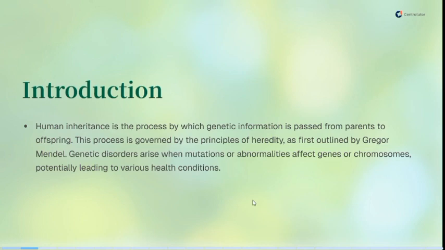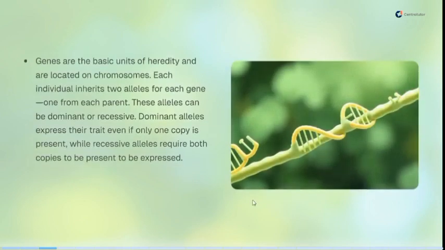Genetic disorder arises when mutation or abnormalities affect genes or chromosomes, potentially leading to various health conditions. So when you hear the word genetic disorder, it means a form of mutation or disorder that has occurred in the genes of parents, such that it will lead to an alteration or a distortion in the traits or characteristics of the offspring. So let's move forward to see what we have.